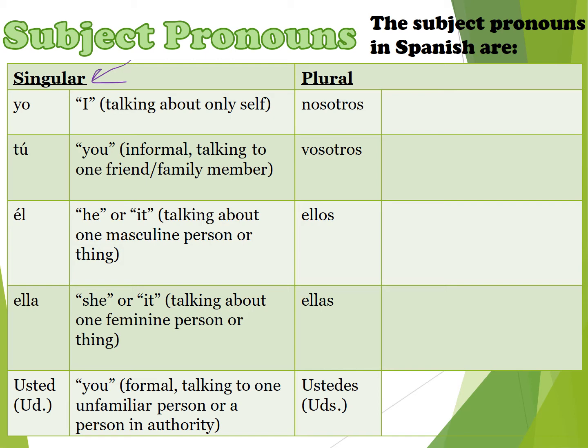So now we are going to talk about the plural subject pronouns. Nosotros is the pronoun that is used when I want to say we. So we would say we in English. That means that I'm talking about myself and I am talking about other people.